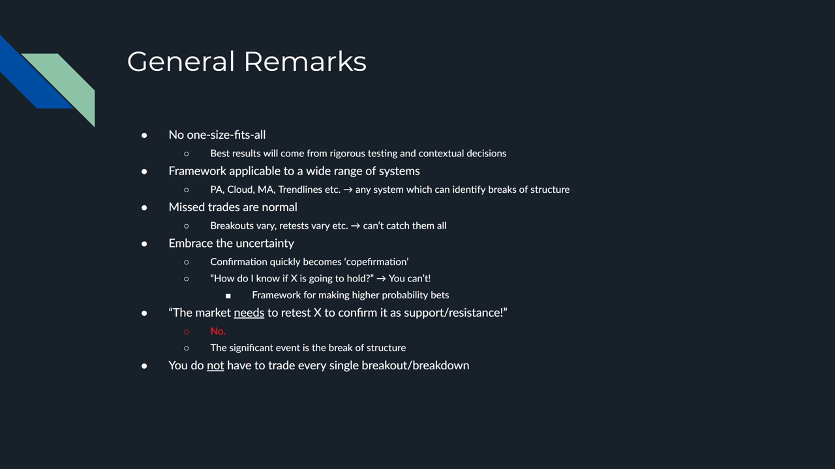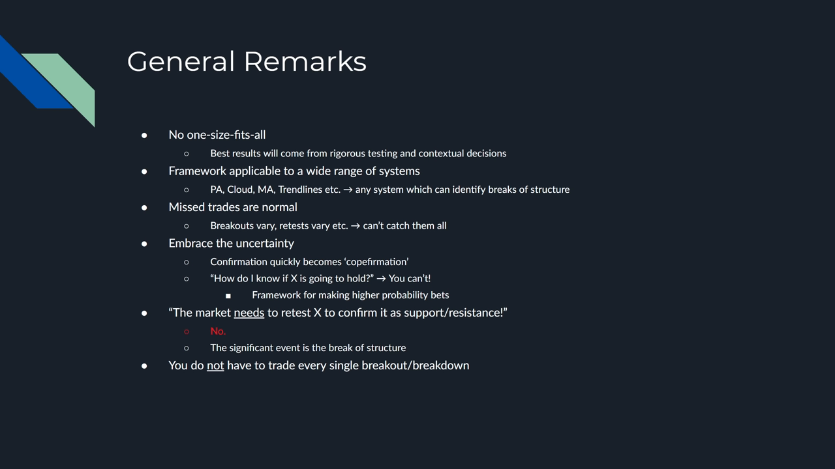As a result, the framework we're working on is just trying to make higher probability bets and arm you with more information to make your decisions, as opposed to a basic checklist: always trade the retest when X, never trade the retest when Y. We're not dealing with that crap, right? Now, a very quick one to get off the bat, so I don't need to confront it later in the lecture. What you'll often see is this blanket statement that the market needs to retest X to confirm it as support or resistance. Just forget it, right?